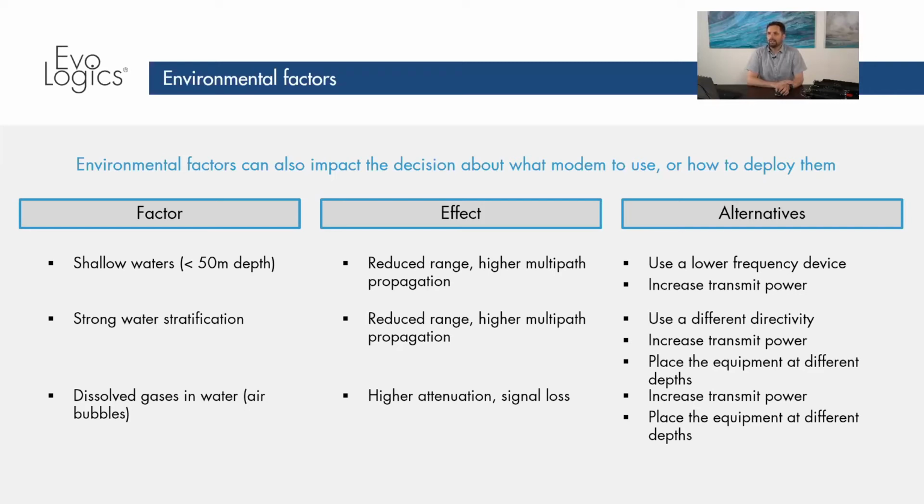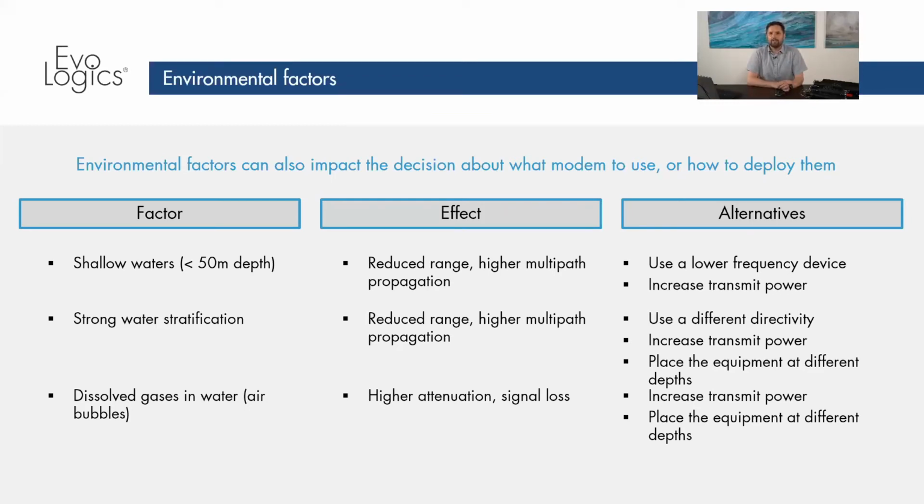So what are the alternatives? You can select a device that has a lower operating frequency. So instead of having a device that only has 1,000 meters maximum range, you can use a device that has 3,000 meters maximum range. Or the other option is you can increase the transmit power. But if you have a long-term application, this might not be the optimal solution.